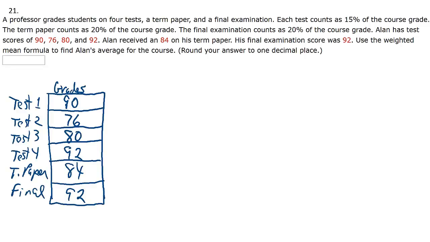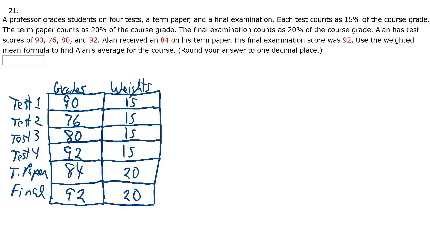First of all, you need a column for the grades. Those are the values that you're trying to calculate an average for. Then you got to realize that all the grades don't count equally, which is what makes it a weighted average. So the weights are the percentages that each count. So the 90 is one of the test scores, so it counts 15%. So is the 76, so is the 80, so is the 92. The 84 is the term paper grade, which is 20%, and the 92 is the final exam score, which is also 20%. Once you get the weights, then you create a products column and multiply.